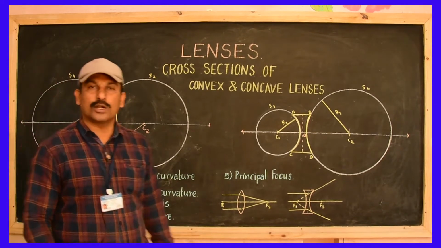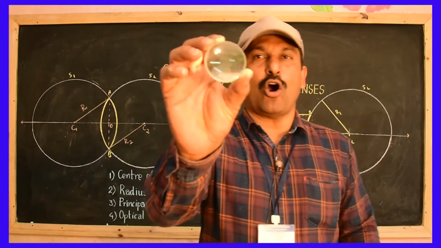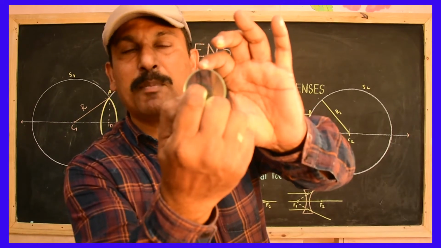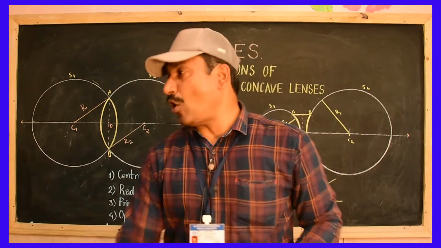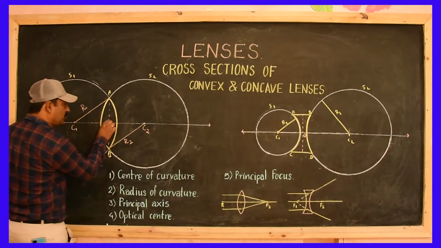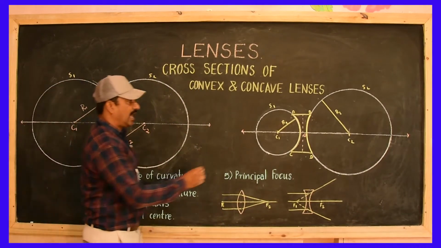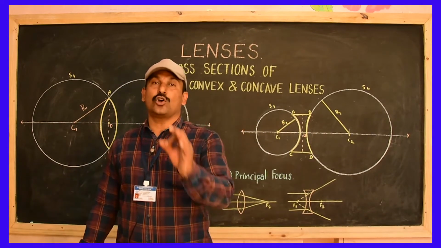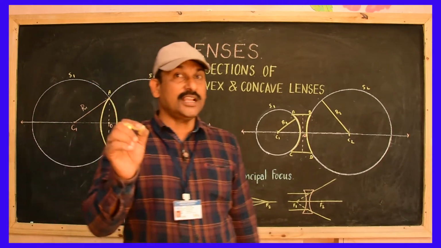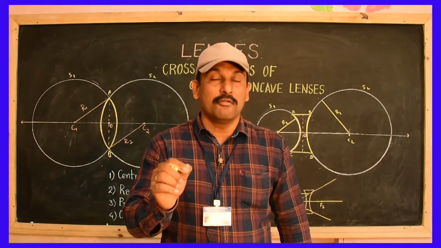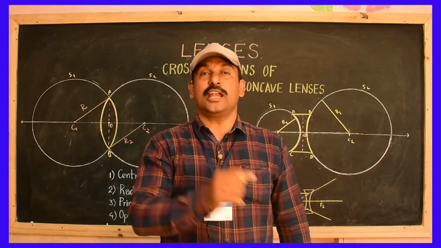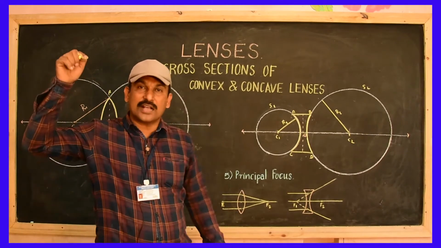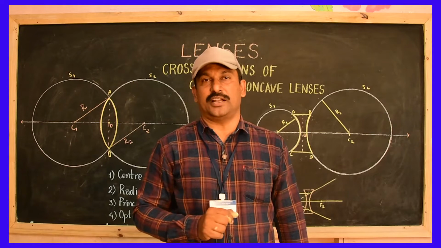After that we come towards the optical center. What is an optical center? If you see this lens, exactly the center part of the lens is known as the optical center. Here you can see the optical center of this lens, and here we can see the optical center of this lens. Point O denotes the optical center. Optical center is a point of the lens where any ray you draw passes straight, undeviated. If you draw the ray, it passes undeviated through the optical center.